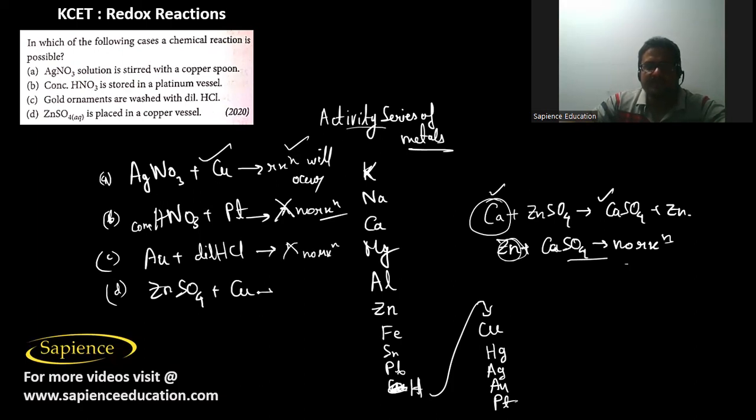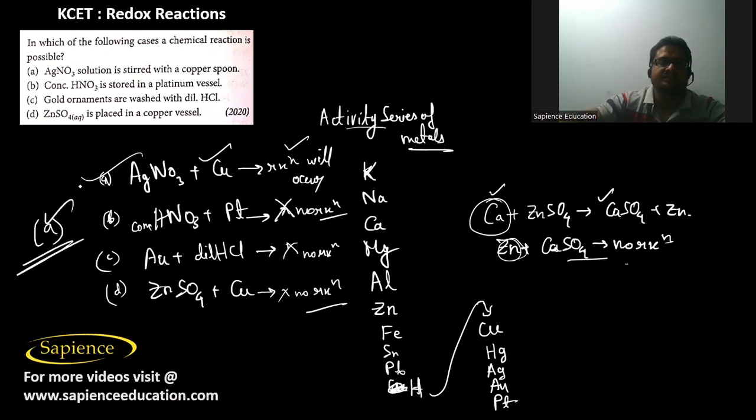And here also zinc sulfate plus copper. So copper is placed below zinc. So copper is less reactive than zinc. So copper also can't displace zinc from its salt. So here also no reaction will happen. So the only reaction will happen in the option A. So option A is the correct answer.